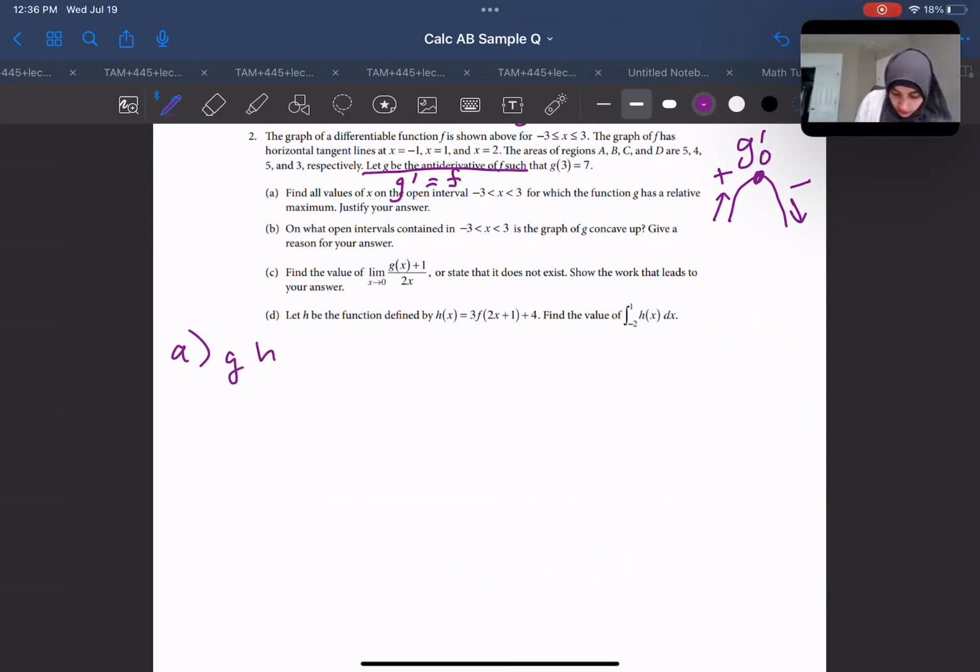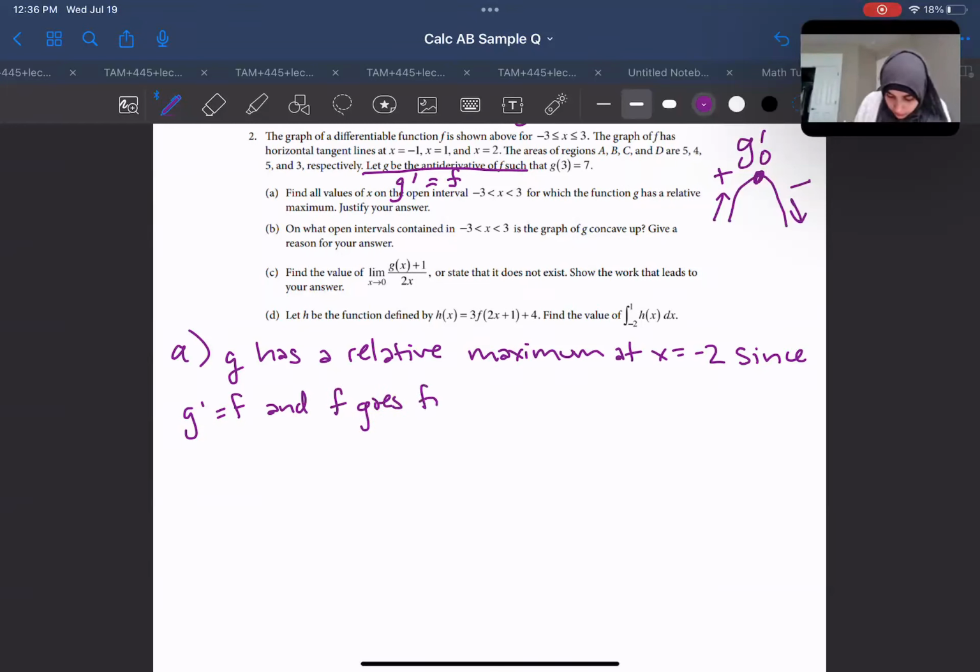So g has a relative maximum at x = -2, since g prime equals f, and f goes from positive to negative at x = -2. That is our only relative maximum.